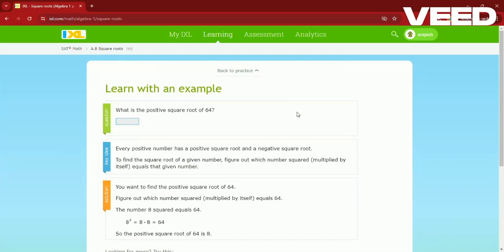What is the positive square root of 64? Every positive number has a positive square root and a negative square root. To find the square root of a given number, figure out which number squared, multiplied by itself, equals that given square. You want to find the positive square root of 64. Figure out which number multiplied by itself equals 64. The number 8 squared equals 64, so it'll just be 8.